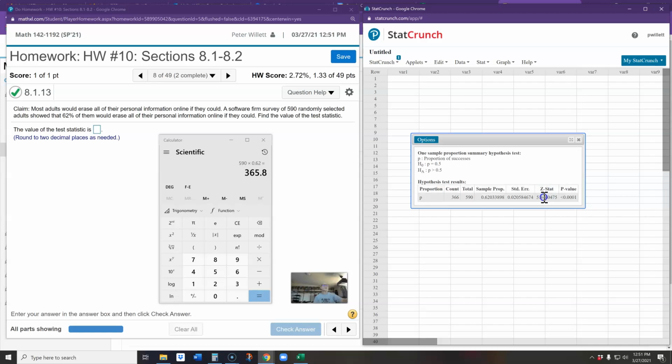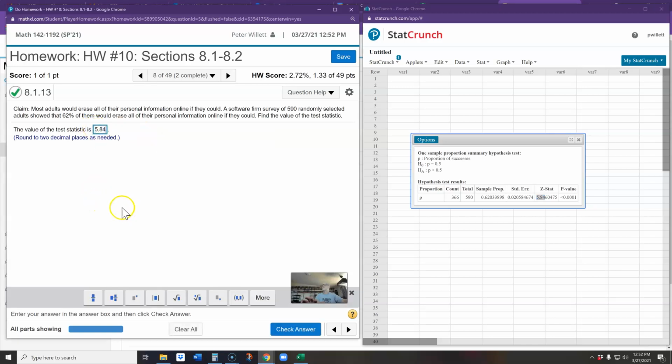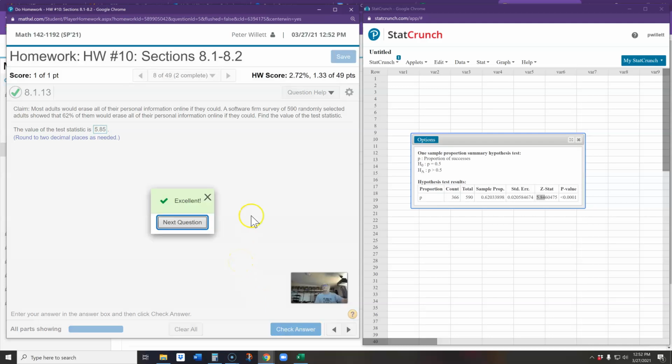They want that to 2 decimal places, so it looks like I grab the first 2 and I have to round the 4 up to a 5, which I will do. And that's what they want. Again, the test statistic on a z distribution is referred to in StatCrunch as the z-stat, and so you would perform the proportion hypothesis test, putting in information from your sample, and then the z-stat will be provided by StatCrunch. So hope that helps. Keep up the hard work, and I'll see you when I see you.